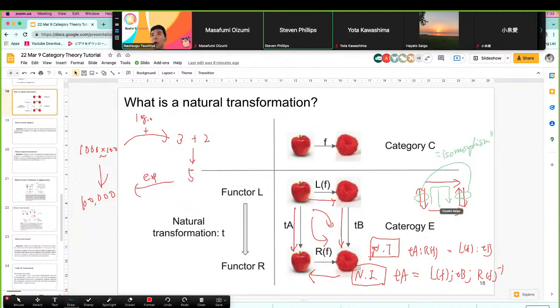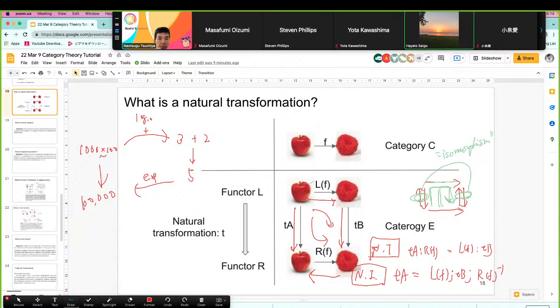So what Hayato is drawing here, maybe do you want to explain? Yeah, it's just what Steve said. In the natural equivalence or natural isomorphism case, we have this invertible arrow, so you can transform LF to RF by using this composition. So this is just a change of the viewpoint.